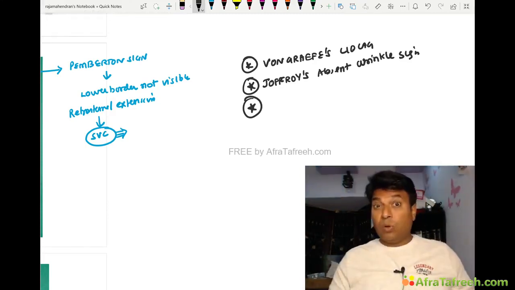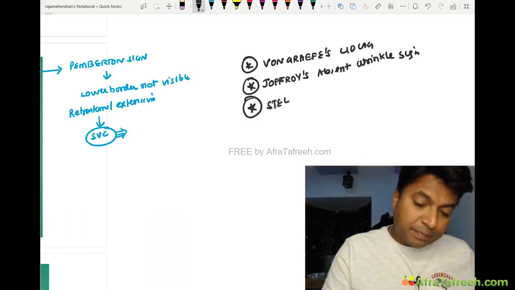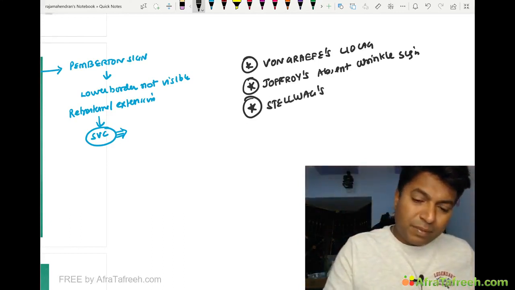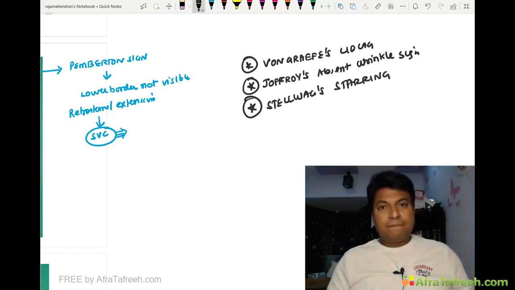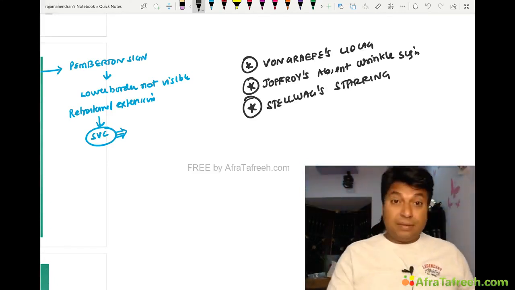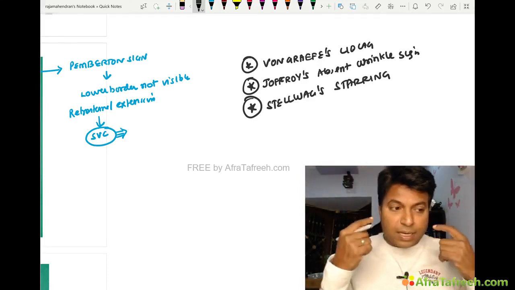Stellwag's staring look. You remember, Stellwag's sign is a staring look. Stellwag's staring look sign. Okay, Dalrymple: if you see my eyes, you can see my lower sclera is visible.